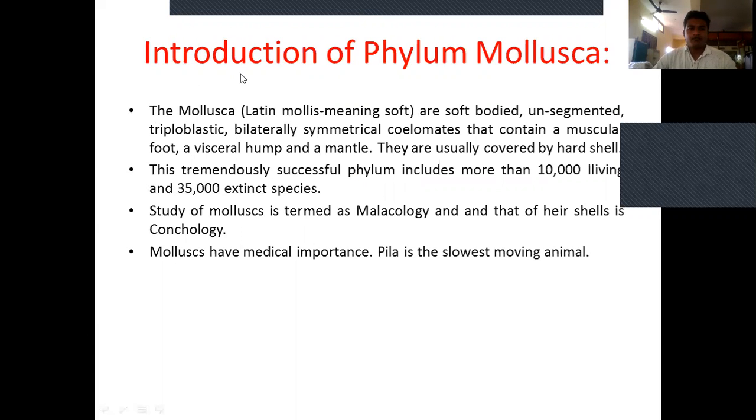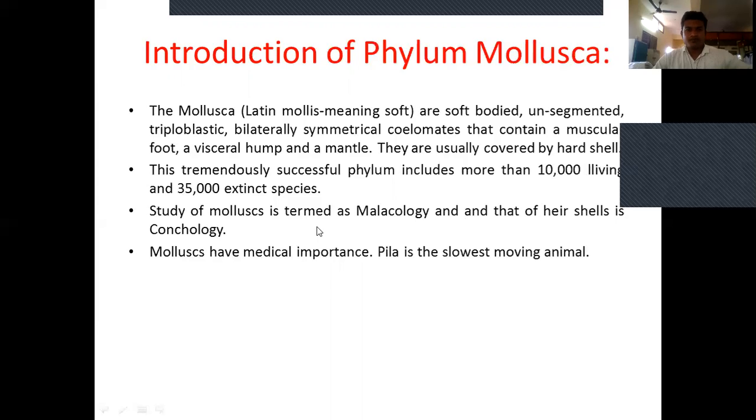Okay, let's start with the heading introduction of Phylum Mollusca. On this slide, you can see the introduction of Phylum Mollusca. What is Phylum Mollusca? What are the general characters of Phylum Mollusca? We will see everything in detail. Now let's start. The Mollusca, Latin mollis meaning soft, are soft bodied, unsegmented, triploblastic, that is having three layers of body, that is ectoderm, mesoderm, and endoderm, bilaterally symmetrical, coelomates that contain a muscular foot, a visceral hump, and a mantle. They are usually covered by a hard shell.